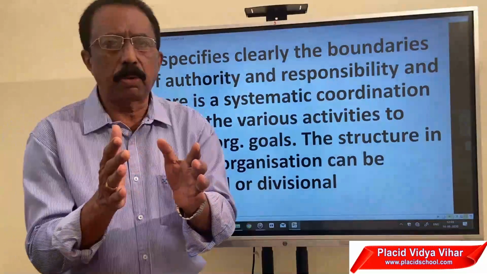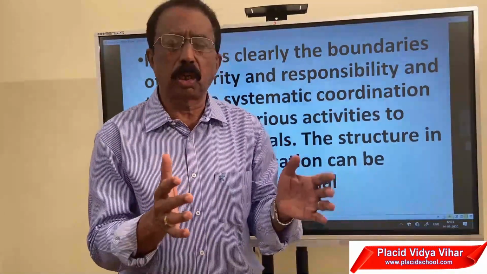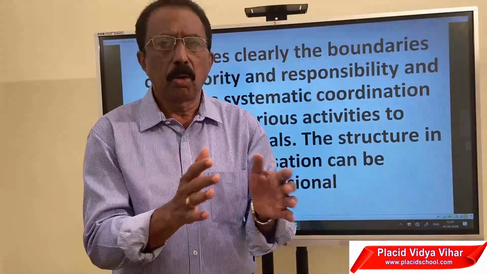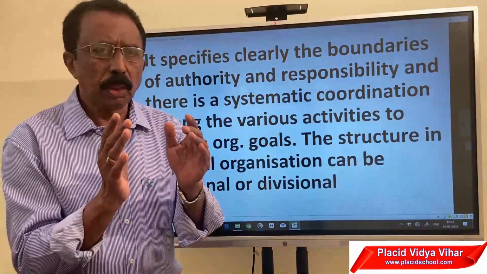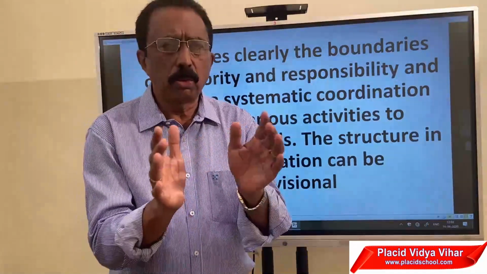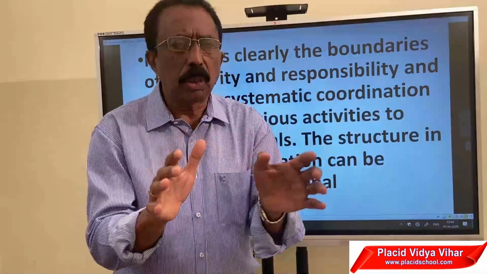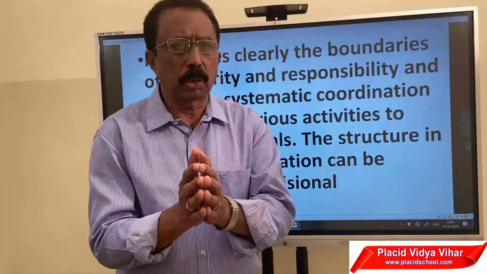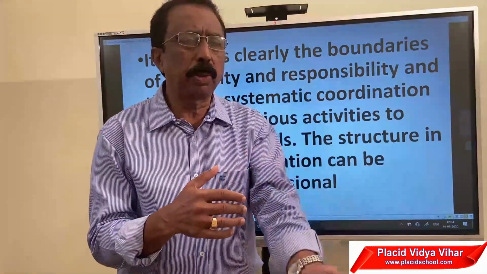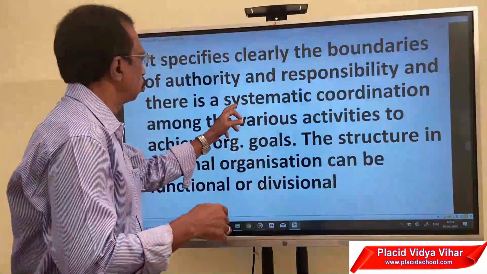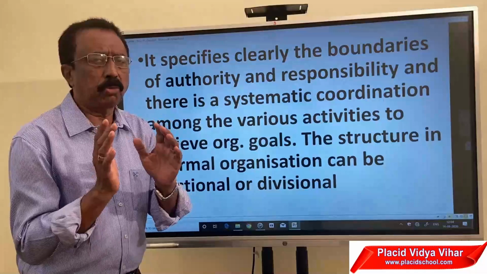Take the example of our school. Principal is there, vice principal is there, coordinators are there, teachers are there. All of them do not have equal authority and responsibility. Everybody must be clear about the boundary. That means I, being a teacher, know clearly the area within which I have to work. I cannot do the work of the coordinator or the vice principal or the principal. That is why it says authority and responsibility, and there is a systematic coordination.